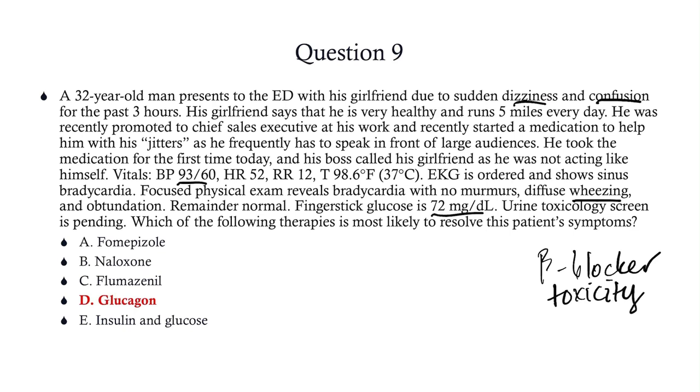Flumazenil would be given for a benzodiazepine overdose. Could you put somebody on benzodiazepines for anxiety? Sure, but it's not first line for performance anxiety. And then insulin and glucose would be given for a calcium channel blocker overdose, but that is not given for performance anxiety. We give beta blockers, particularly metoprolol or propranolol.